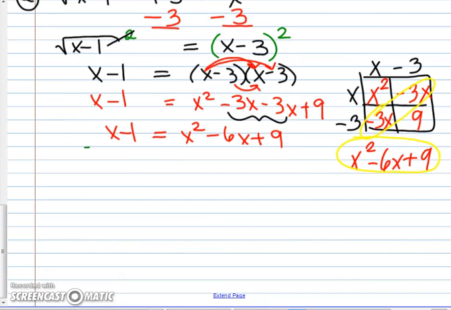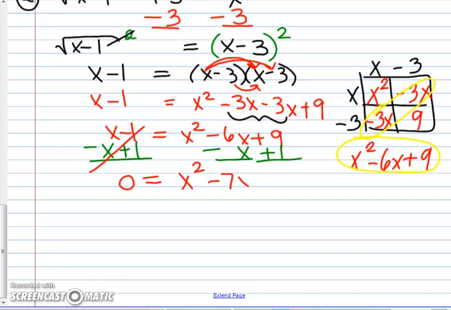You want to get all the variables onto the same side. So I'm going to subtract x and add 1. This cancels into 0. X minus x is equal to 0, and negative 1 plus 1 is equal to 0. So then you have x squared minus 7x plus 10. Now you have to do your CB table. What are the factors of 10 that add up to negative 7? Are there any? Yes. What are they?